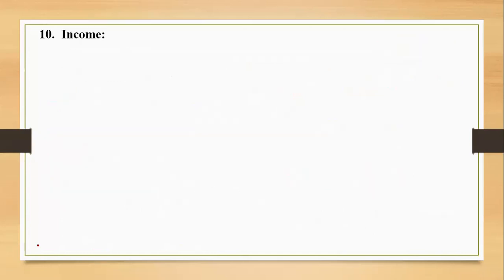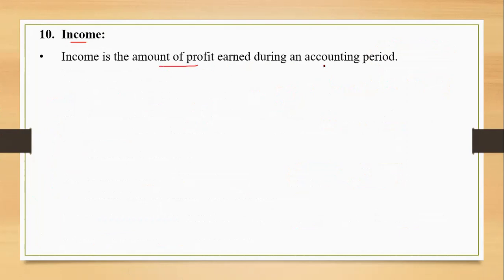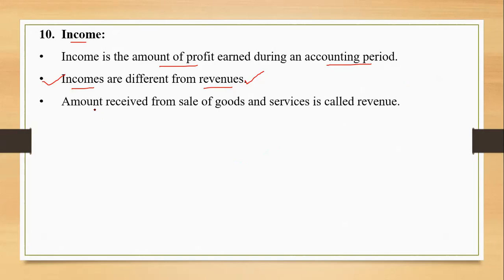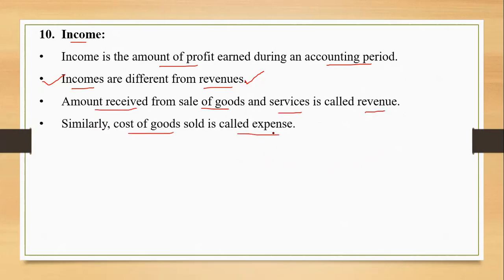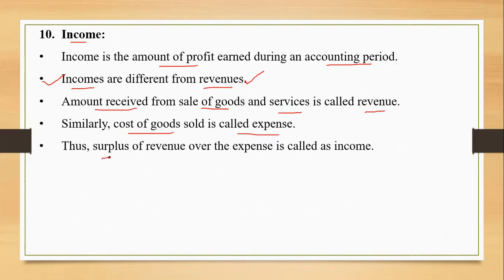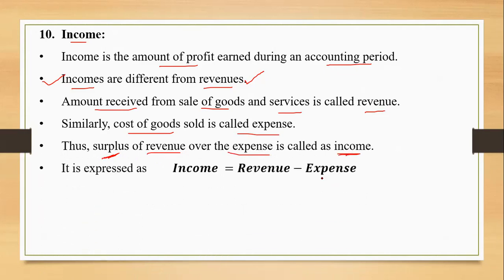Continuing ahead, income. Income is the amount of profit earned during an accounting period. Incomes are different from revenues. What is the difference between revenue and income? Revenue is the amount that we receive by the sale of goods or services, and income is the profit from that particular transaction. The cost of goods is also an expense, we already have gone through that. Revenue over the expense is called income. The formula is income is equal to revenue minus expense. A simple thing. We'll have an example over here.